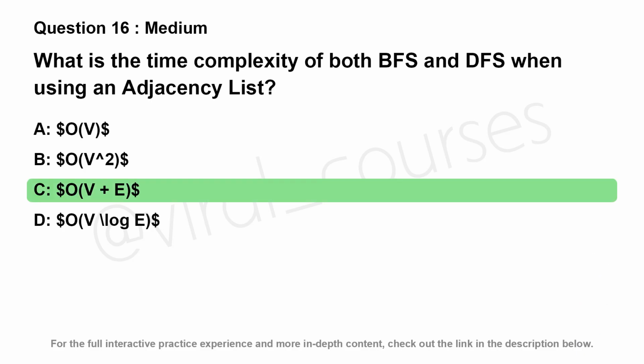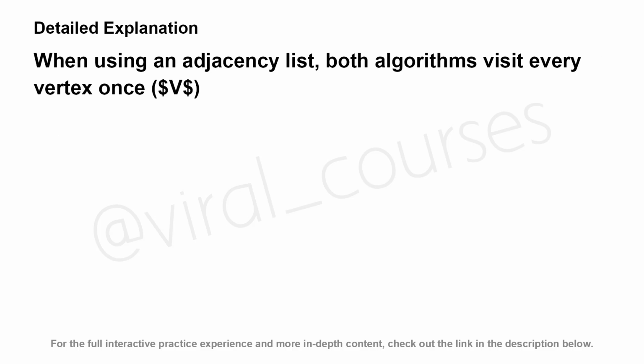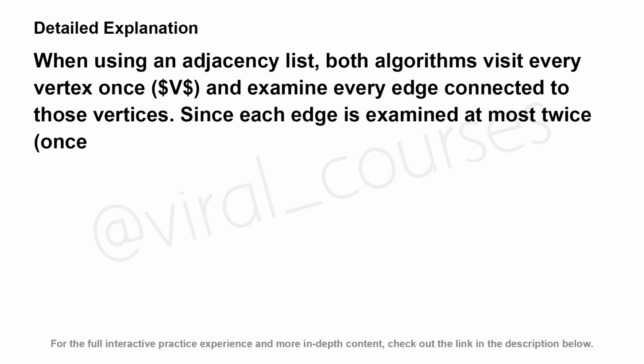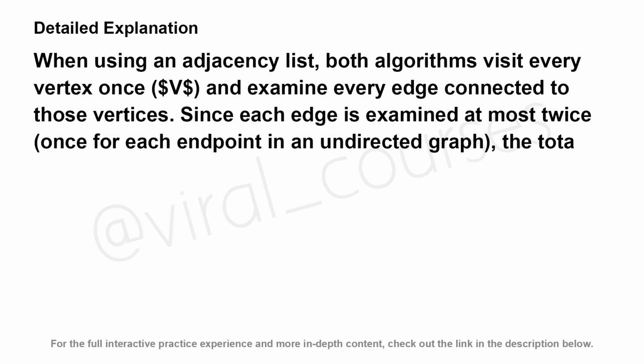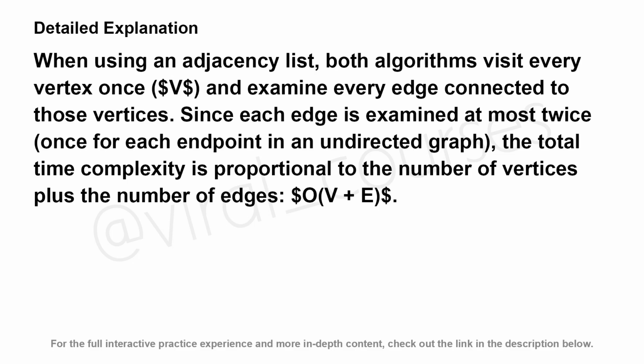The correct answer is C. When using an adjacency list, both algorithms visit every vertex once, $V$, and examine every edge connected to those vertices. Since each edge is examined at most twice, once for each endpoint in an undirected graph, the total time complexity is proportional to the number of vertices plus the number of edges. $O(V + E)$.